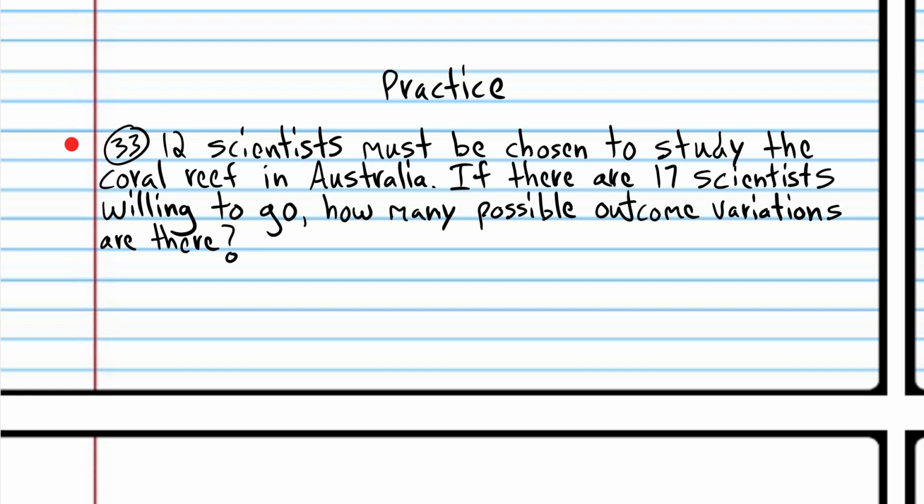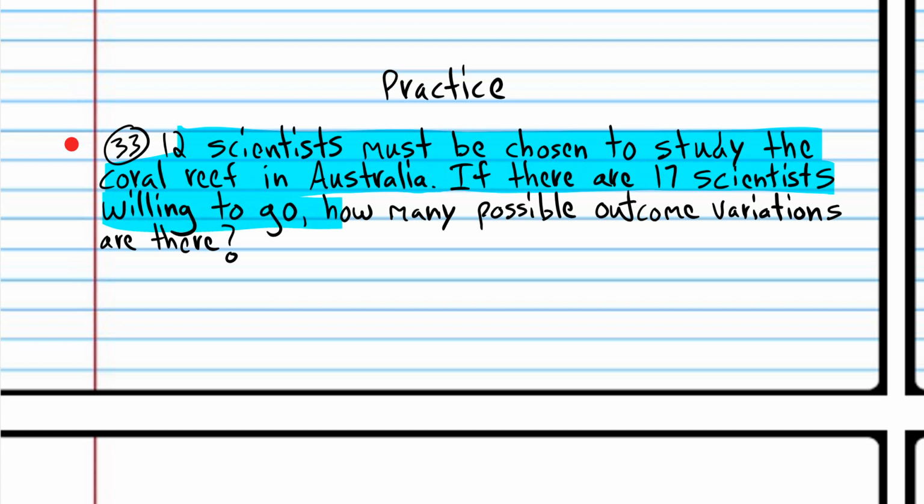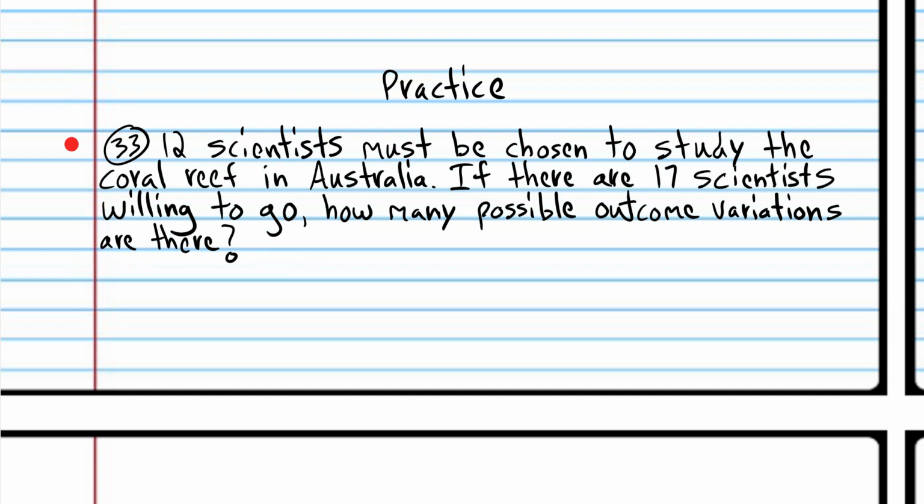So 12 scientists must be chosen to study the coral reef in Australia. If there are 17 scientists willing to go, how many possible outcome variations are there? Notice that we're not told that there are going to be particular positions for the scientists, even though in reality you would have a leader, and then a second in command, and different people doing different jobs. We're not told about that here. We're just told that you're going to choose 12 scientists, so we don't care about any kind of permutations of the scientists.